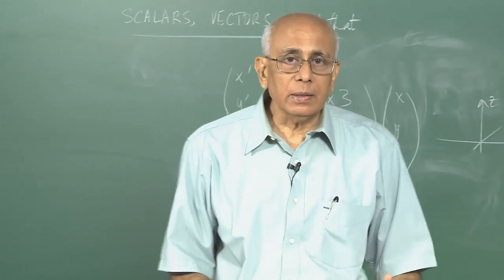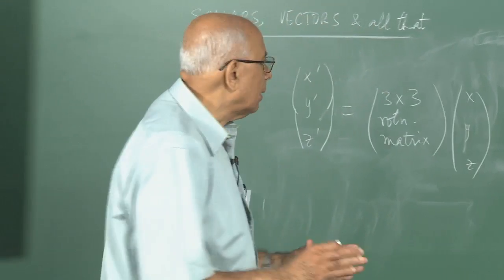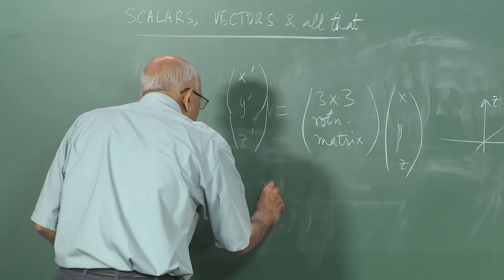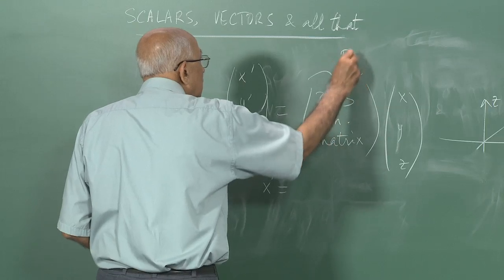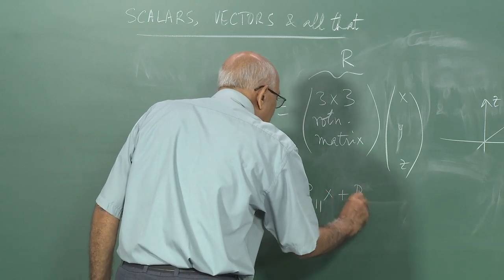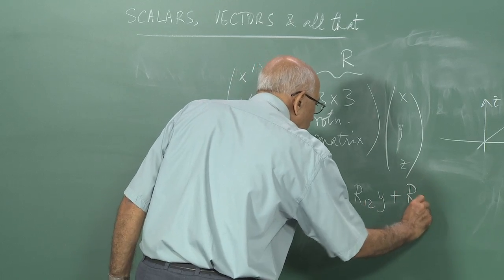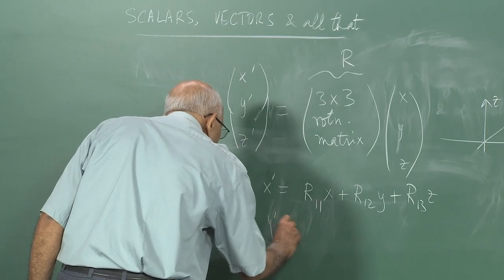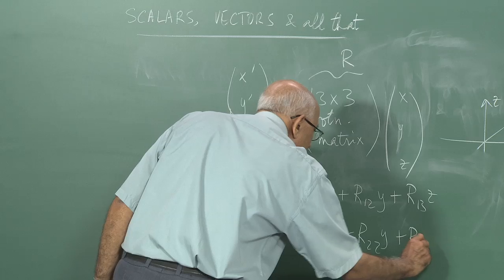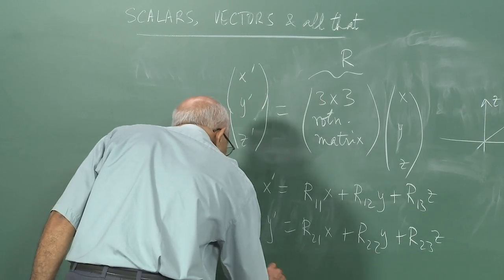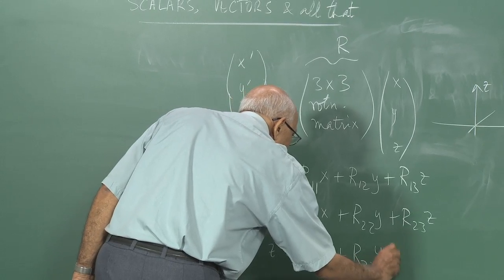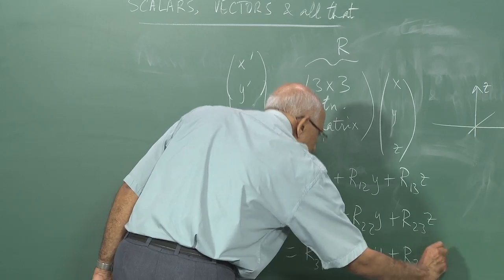So it is a complicated matrix, it has got very special properties, but all the same it is a rotation matrix, and you are guaranteed that in general what is going to happen is that x prime, if I call this matrix R, then this x prime is going to be R11, the first element, times x, plus R12 times y, plus R13 times z, and similarly y prime is R21 times x, R22 times y, plus R23 times z, and z prime equal to R31x plus R32y plus R33z.